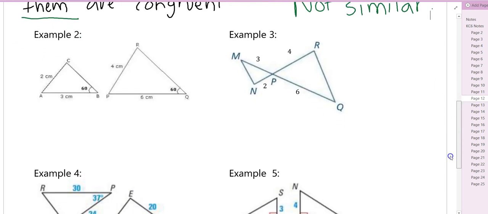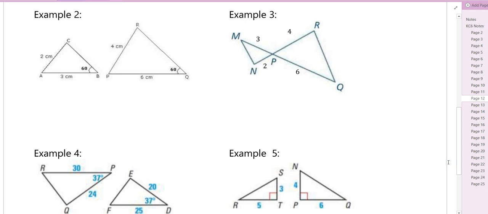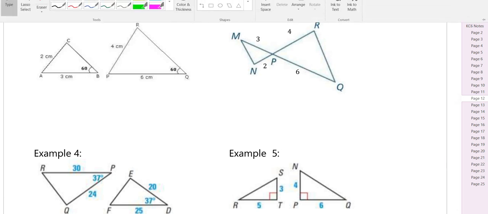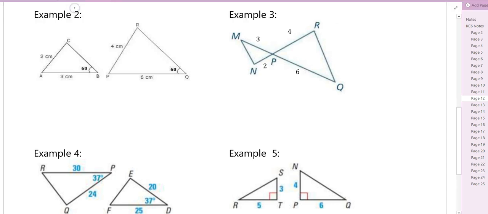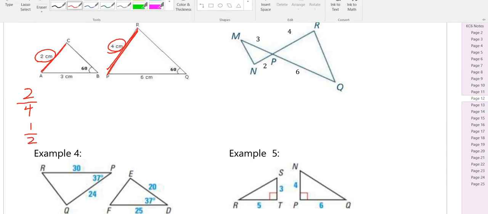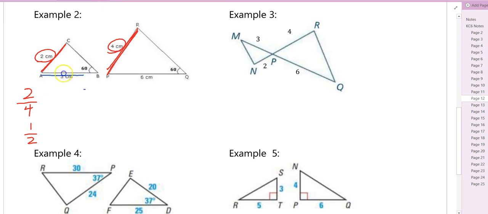So let's look at a couple examples here. Looking at example number 2, I'm going to look at some proportions of my sides. So I'm going to look at this side right here. I'm looking at that small side, which is 2, and I'm going to put that over my small side over here, which would be 4. 2 over 4 simplifies to 1/2. Then I'm going to look over here at my other side, which is 3, and I'm going to put that over my other side over here, which is 6. 3 over 6 is also 1/2. Those are equal. So far, they are proportional.